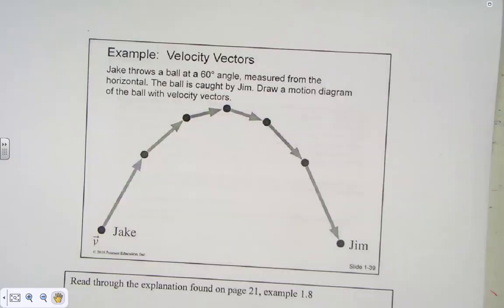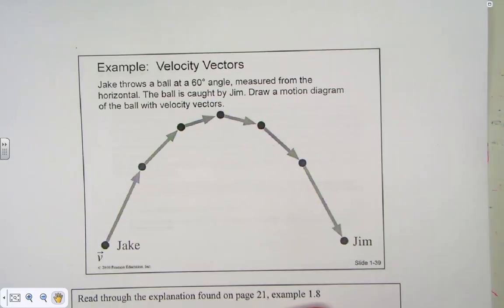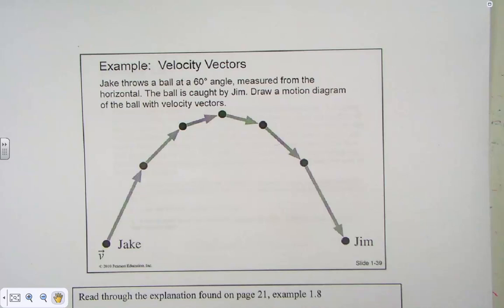And one of the last things it has us do is to look through an example. Here it represents velocity vectors for a ball thrown at an angle. Jake throws a ball at 60 degrees, measured from the horizontal. The ball is caught by Jim. We're just being asked to draw a motion diagram. What does the velocity look like in a motion diagram?